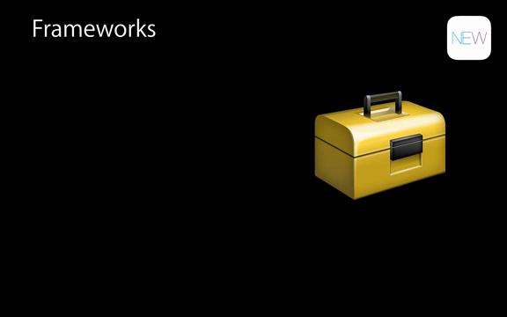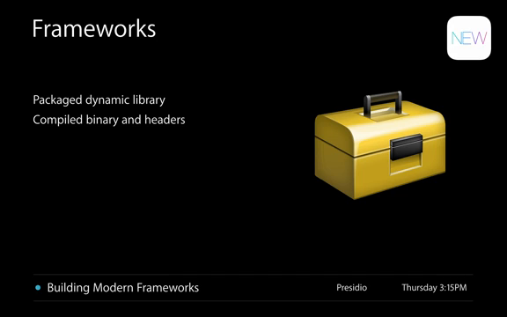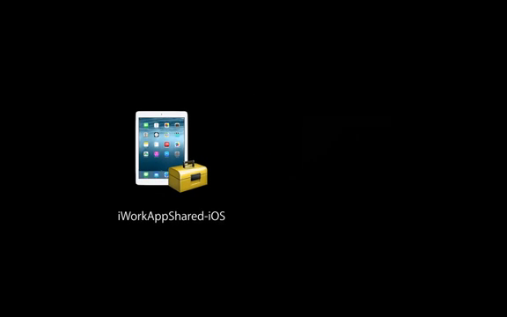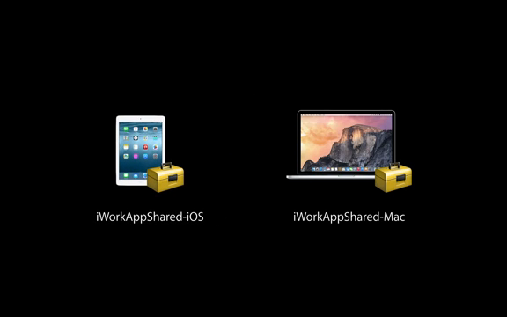A concrete example of a dynamic library is a framework. Simply put, they're a packaged up and pre-compiled dynamic library. Frameworks have just been brought to iOS 8, and if you'd like to learn more about how to make modern frameworks, I encourage you to look at the Building Modern Frameworks talk video available on the Apple developer website. So we currently have a framework encapsulating functionality shared across all iWork for iOS apps. And let's see what happens when we try to extend our shared app framework to work with OS X as well as iOS.